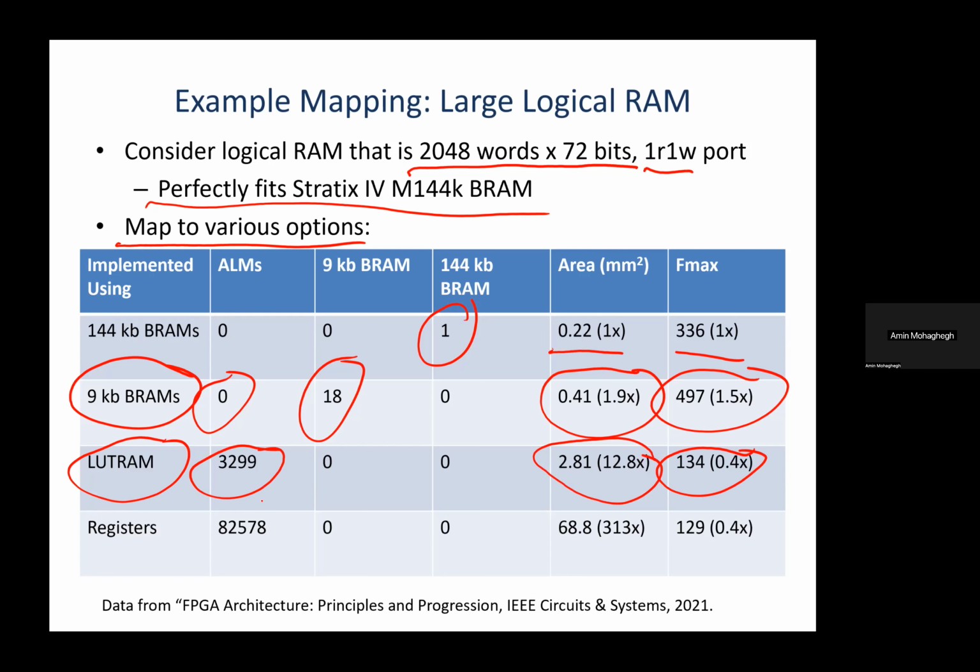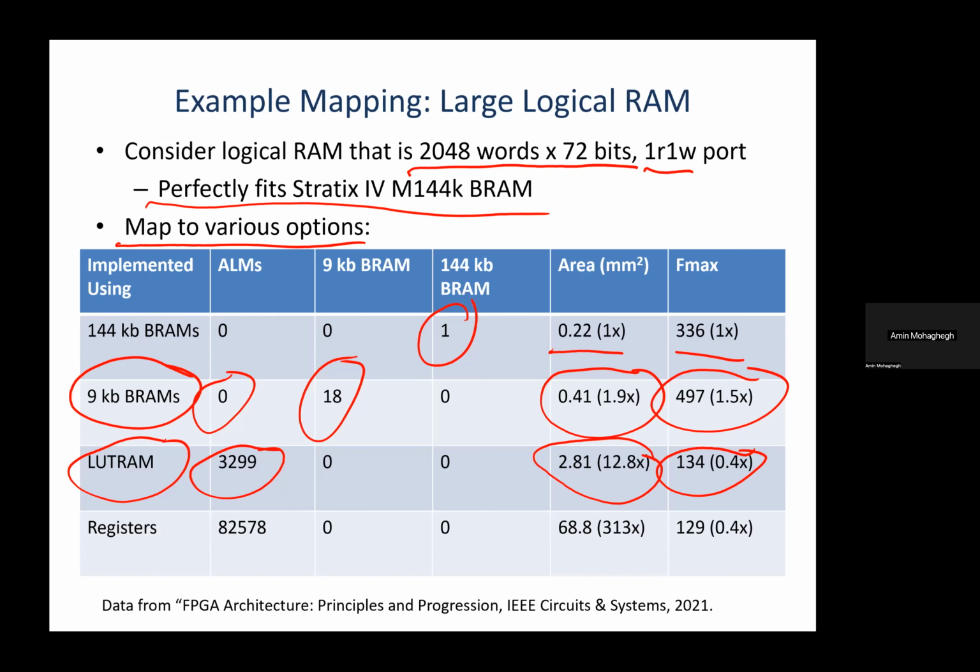And we could map it to registers, and that's really inefficient. 313 times bigger, also 40% of the speed. Okay, so what's the point of this? I mean, big logical RAMs, it fits okay in a medium-sized block RAM. Like it's not terrible, but it is less efficient. Doesn't fit LUT RAM very well, and putting it directly in registers is catastrophic. But obviously, this isn't the only size of RAM that a person makes.